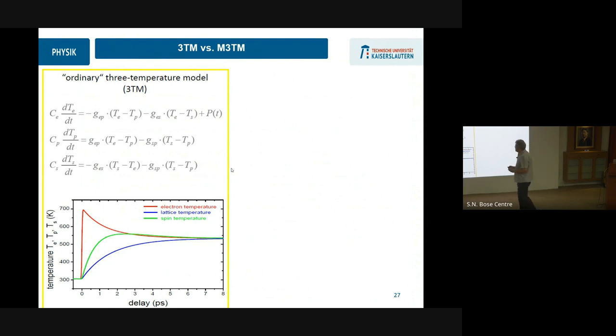In the beginning, it was discussed with the three temperature model that comes from St. Petersburg. It was even written down for the first time by Beaurepaire and Bigot, but we already knew in our lab in the 1980s that, very phenomenologically, you can describe it as a temperature of the electron gas, a temperature of the phonon system, a temperature of the spin system. The energy transfer is just given linearly by the temperature difference between these different paths.